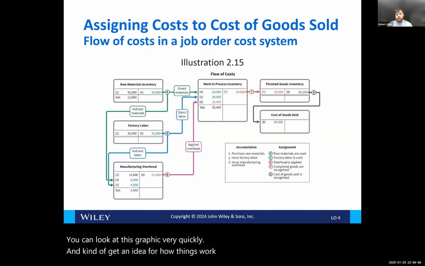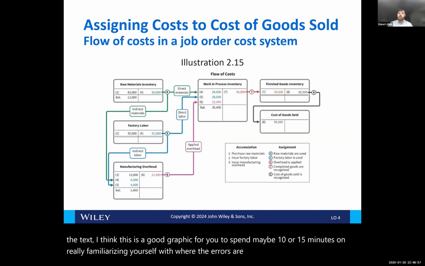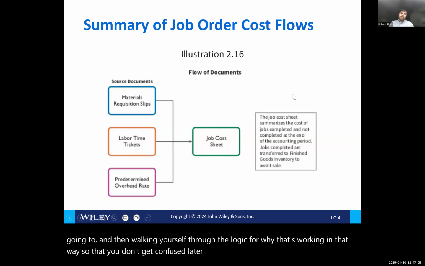But if you're struggling at this point in the text, I think this is a good graphic for you to spend maybe 10 or 15 minutes on, really familiarizing yourself with where the costs are coming from, where they're going to, and then walking yourself through the logic for why that's working in that way so that you don't get confused later. Okay. So here we see the flow of documents.